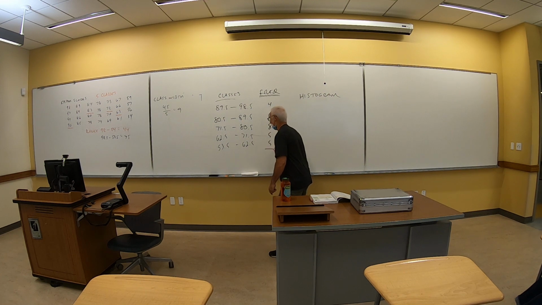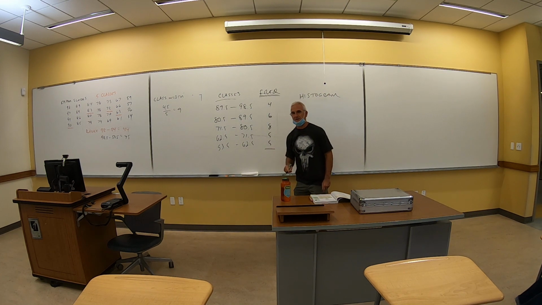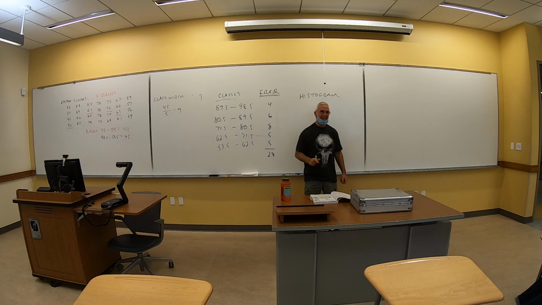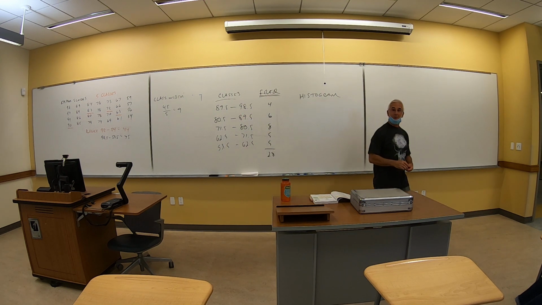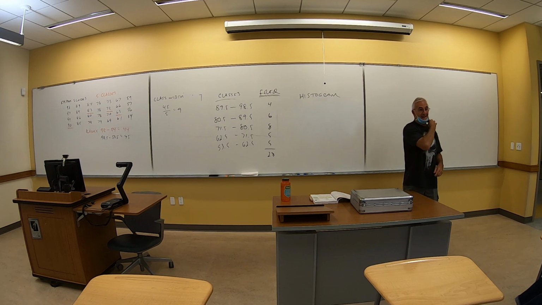Now, don't go any further until you add these up. What does this add up to? 28. 28. Is that important? Yes. Yeah, I have 28 scores. If this doesn't add up to 28, we got a problem, right? Either we left somebody out or we overcounted somebody. Always add up your frequency to make sure it adds up to what you have.